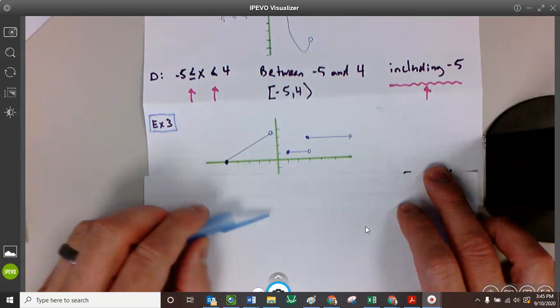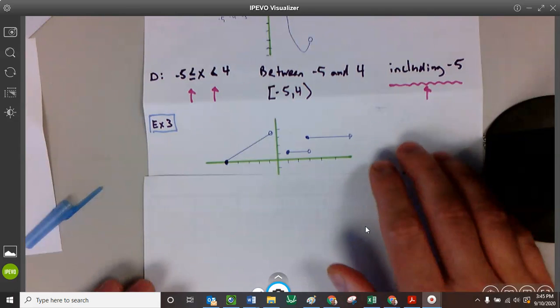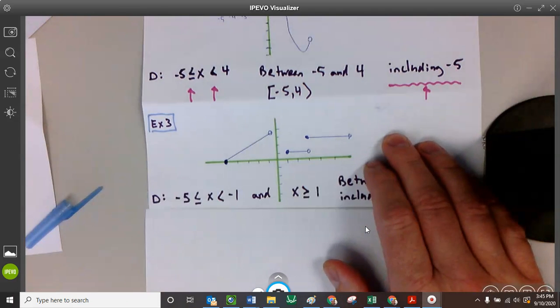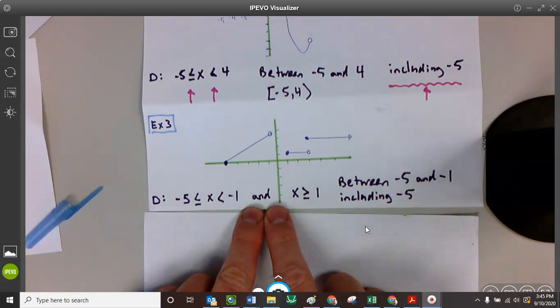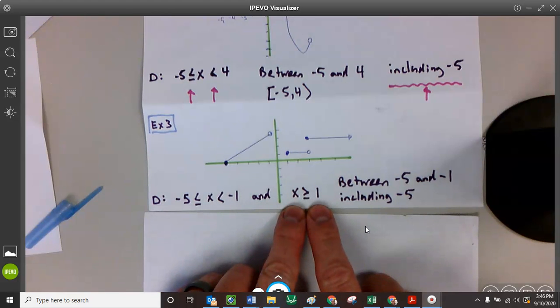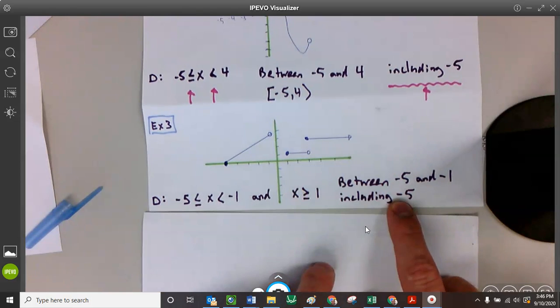Okay, we got to put all this together then and state the domain. This is the toughest one, by the way. If you can handle this, the test will be a breeze for you. Here is between -5 and -1. Colored in circle for the -5, open circle for the -1, and then all numbers that are greater than or equal to 1. So this one and moving to the right, or equal to.